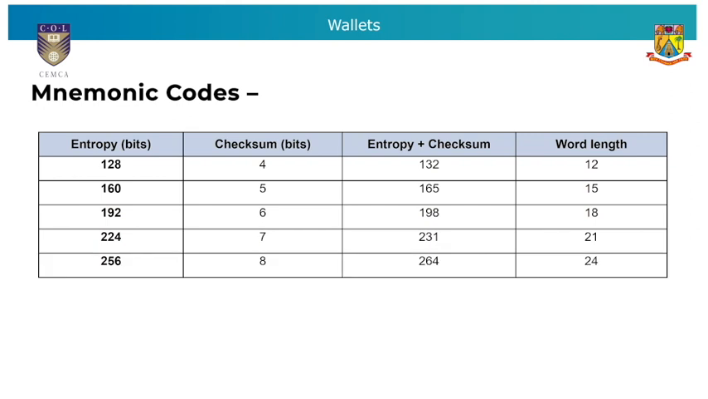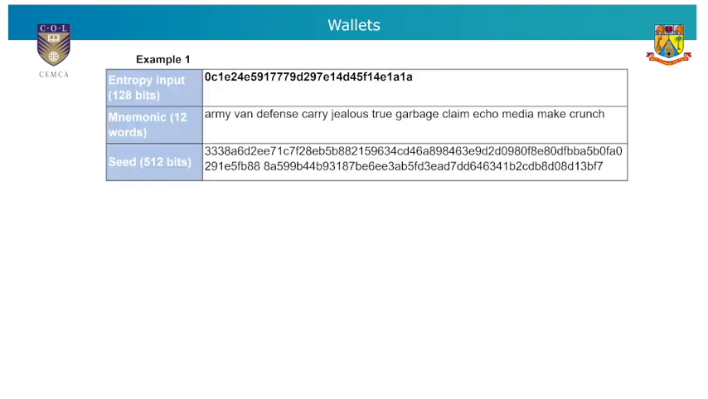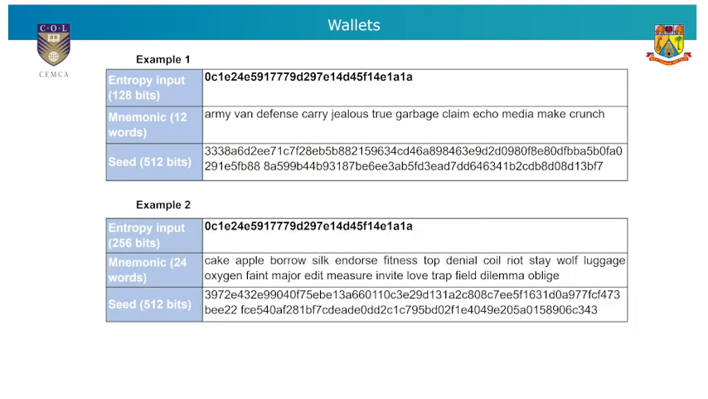Add the checksum to the end of the random sequence. Divide the sequence into sections of 11 bits, using those to index a dictionary of 2048 predefined words. Produce 12 to 24 words representing the mnemonic code. The table shows the relationship between the size of entropy data and the length of mnemonic codes in words. The figure shows some examples of mnemonic codes.